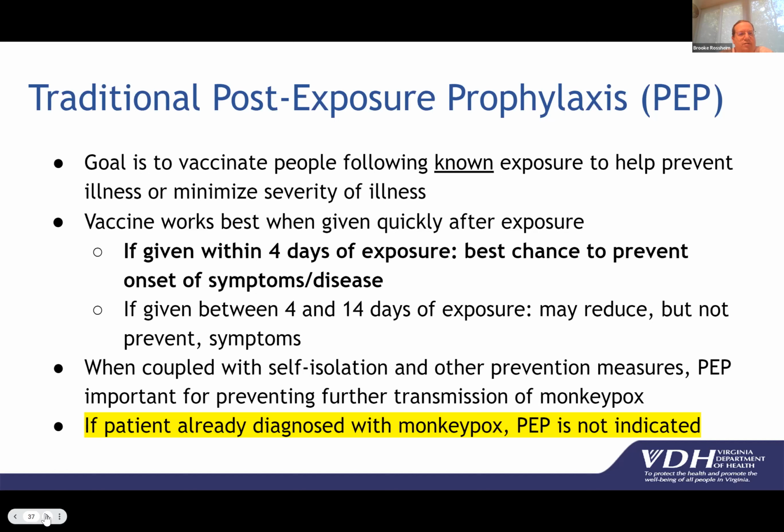Now, we have to use the vaccine, Jynneos in this case, fairly quickly after the exposure. So the goal is to give the vaccine within 4 days of the exposure. That's really our best chance to prevent the onset of monkeypox. If we give the vaccine later, that is between 4 and 14 days after exposure, the vaccine may be effective in reducing the symptoms of monkeypox, but it may not prevent the illness.